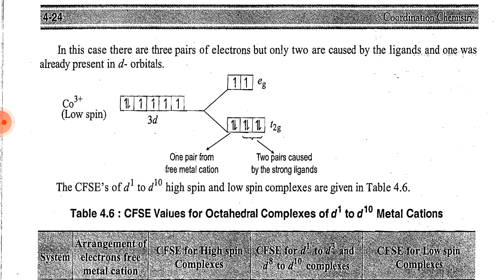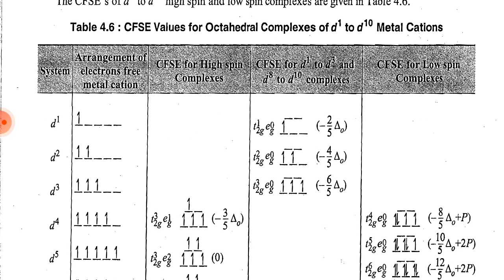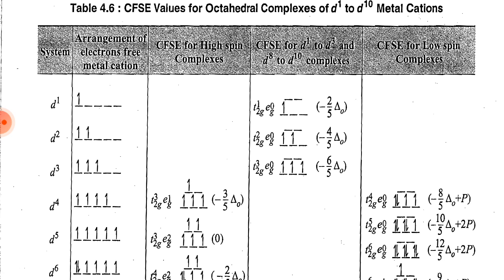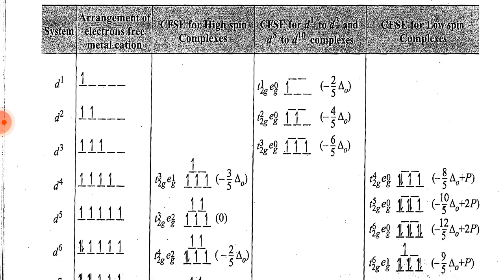For example, the CFSE of d1 to d10 high spin and low spin complexes are given. CFSE values for octahedral complexes of d1 to d10 metal cation systems, d1 arrangement of electrons in the free metal cation will be 1. CFSE for high spin complex is not there. CFSE for d1 to d3 and d8 to d10 complexes.